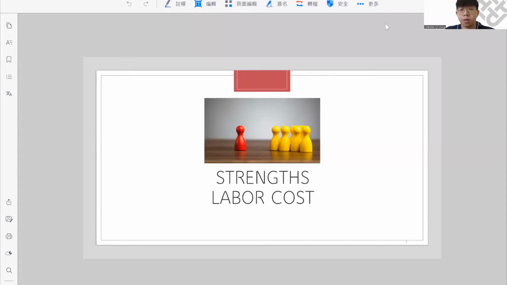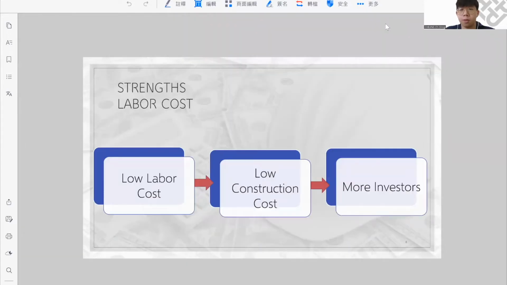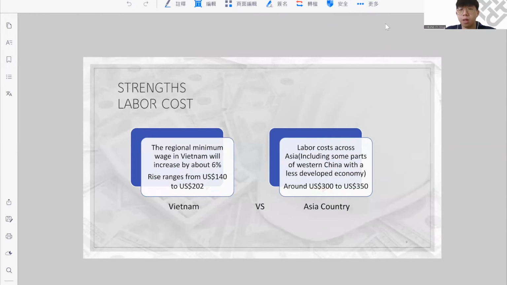Next, I would like to talk about the labor cost in Vietnam. The construction cost of real estate property will be highly affected by the labor cost. A low labor cost will be an incentive for attracting investors to support their business expansion. According to Vietnam Briefing in 2022, the regional minimum wage in Vietnam will rise from 140 to 200 US dollars. For comparison, the labor costs across Asia, including some parts of Western China with a less developed economy, typically start around 300 to 350 US dollars. As a result, Vietnam's young labor force actually comes at a relatively low cost, which could be a strength for Vietnam. Let's pass the time to the next group.